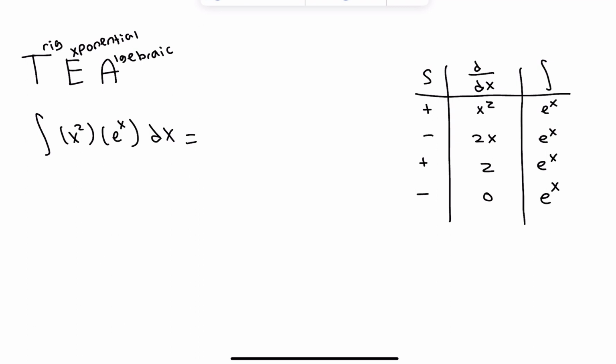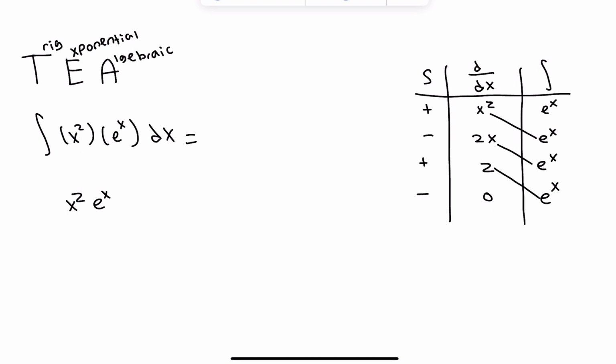So now to complete the integral and find the answer, we can match up the columns. So we have x squared and e to the x, 2x and e to the x, and then 2 and e to the x. So now we're just going to multiply our sign times the products that we just made. So we have the positive sign times x squared times e to the x. So we have x squared times e to the x.